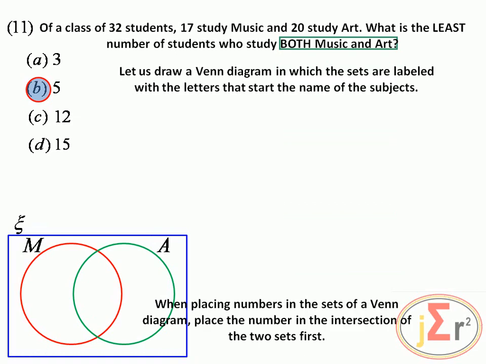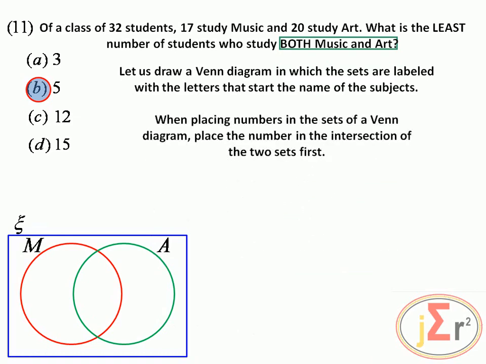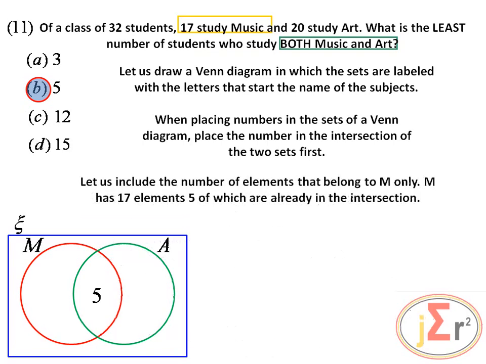Both music and art. When placing numbers in the sets of a Venn diagram, place a number in the intersection of the two sets first. Then we have 17 study music. Let us include the number of elements that belong to M only. M has 17 elements, 5 of which are already in the intersection, so the rest will go right there. 17 minus 5 is equal to 12.